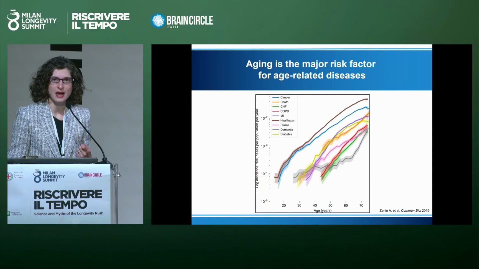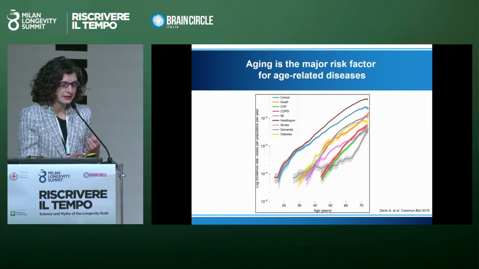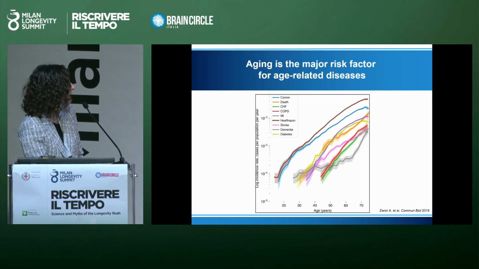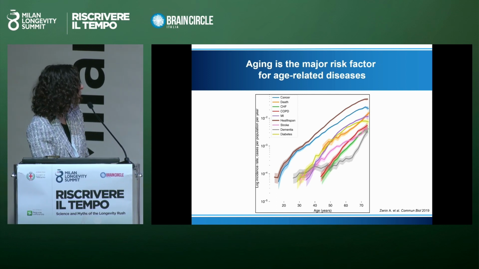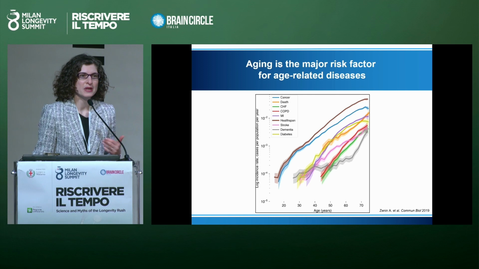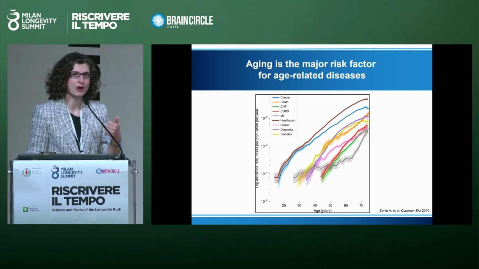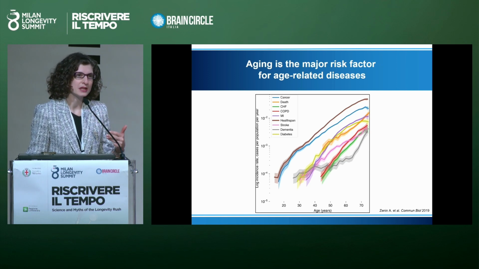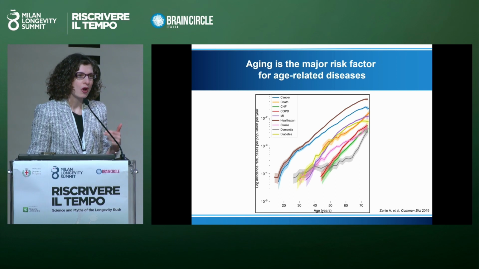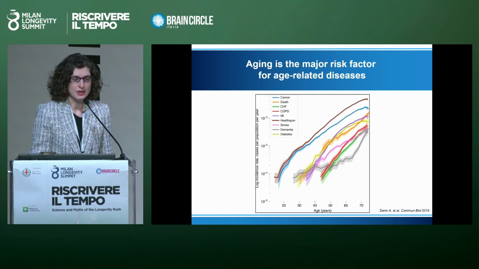I think many of us have seen this slide before in different forms. And what it tells us is that age itself, or aging, is a major risk factor for all age-related diseases. On the x-axis, we see age, and on the y-axis is the logarithmic incidence, or the risk, for all of these diseases. And we can see that for heart disease, for dementia, for cancer, for diabetes, the risk for all of these increases logarithmically as we age.